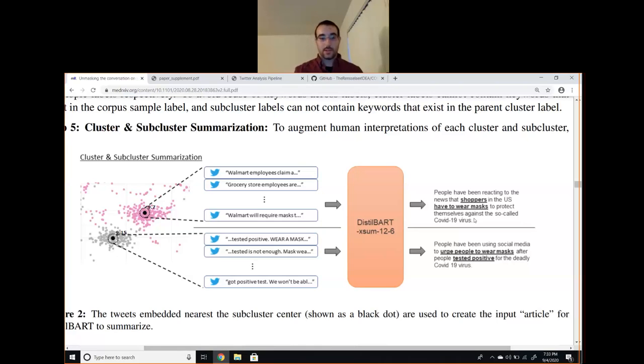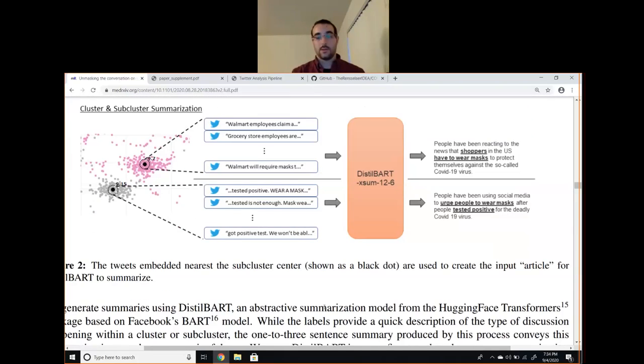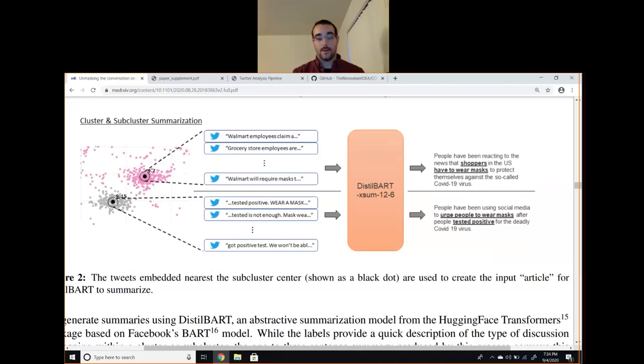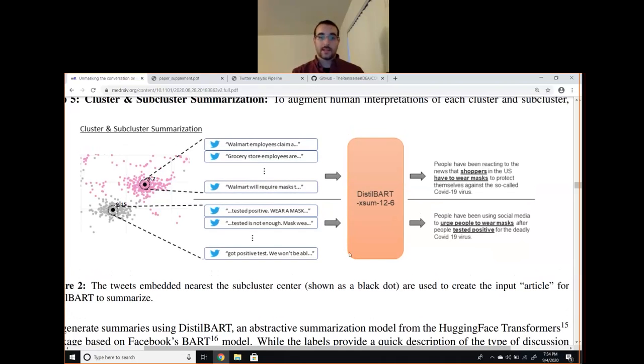And the output was a 1 to 3 sentence summary of what people are talking about in each topic and theme cluster. We found these summaries to be a lot more deeply insightful as to what is actually being discussed rather than the quick 3-word labels. So that's the extent of our analysis pipeline.